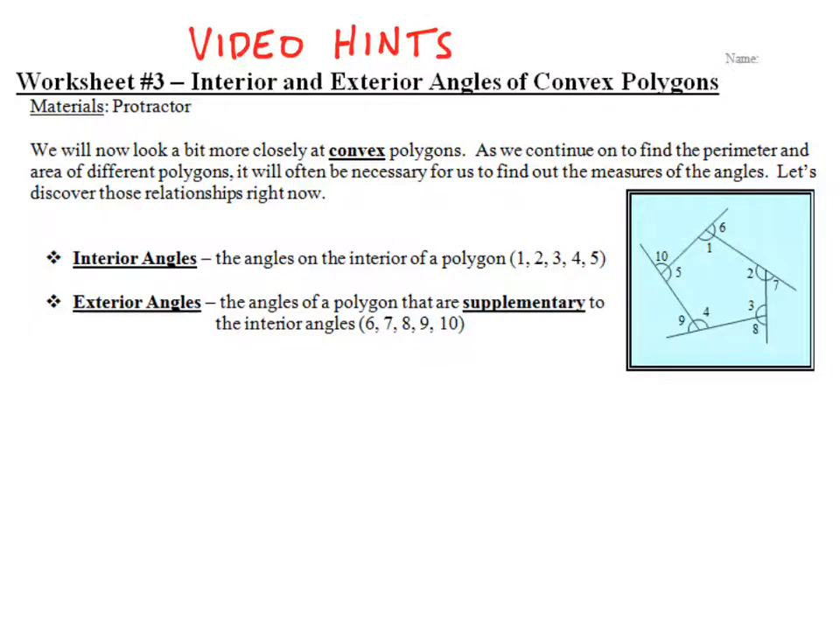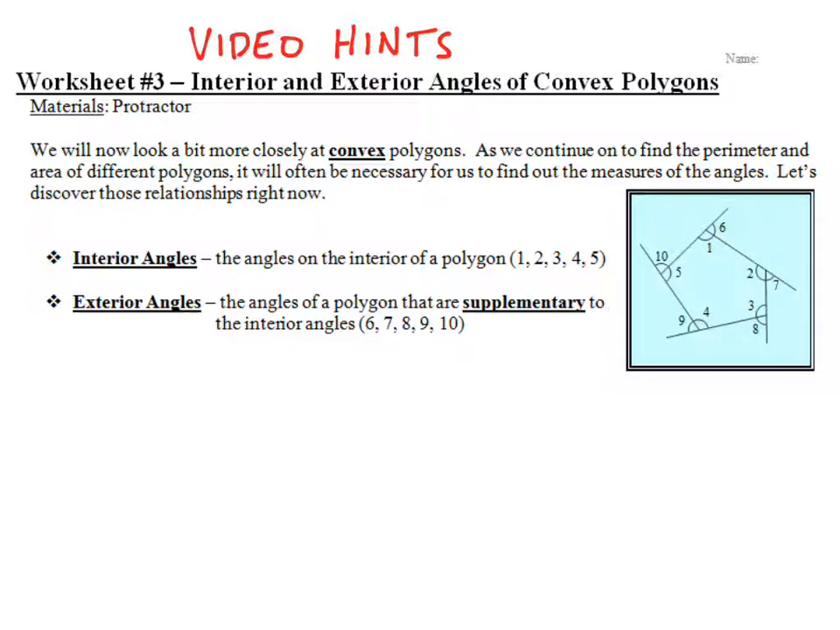Alright, geometry students, this is worksheet number 3, interior and exterior angles of convex polygons, and these are some video hints. So your first helpful hint is go ahead and put on your name, because of course you would want to make sure that you get full credit for this assignment, and you can't do that if you don't put your name on.